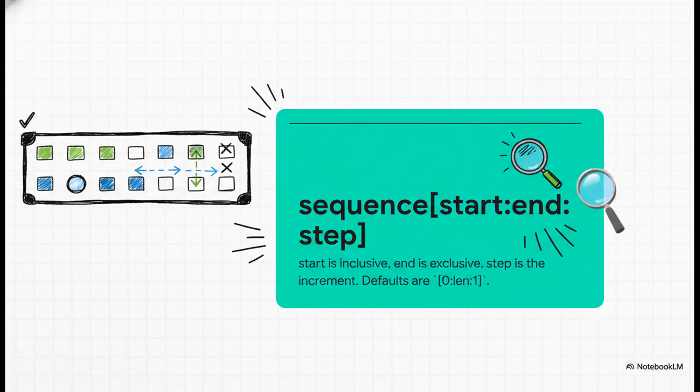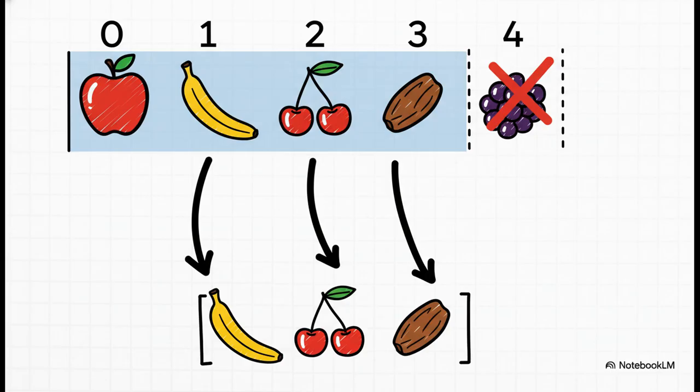Now, the single most important rule to remember, and I mean it, is that the start number is included, but the end number is not. So let's put that to work. If we write fruits[1:4], we're telling Python, hey, start at index 1 and give me everything up to but not including index 4. And as you can see, that's exactly what it does. It grabs banana, cherry, and date, which are at indices 1, 2, and 3, and it stops right before index 4.